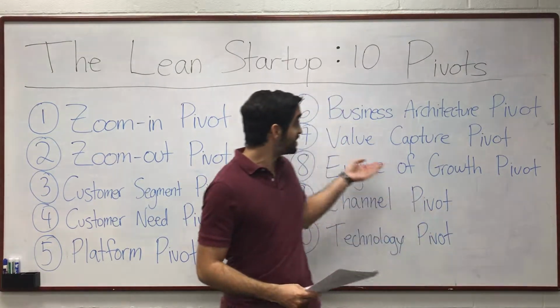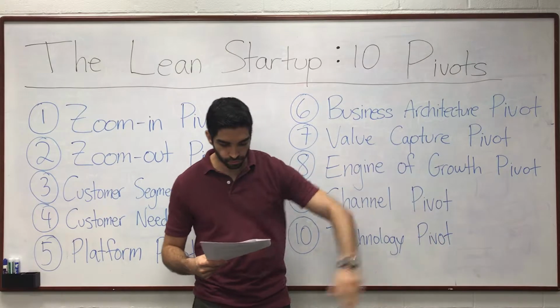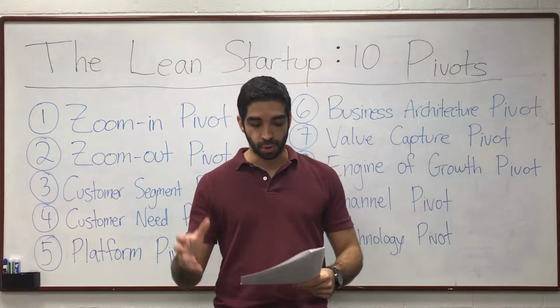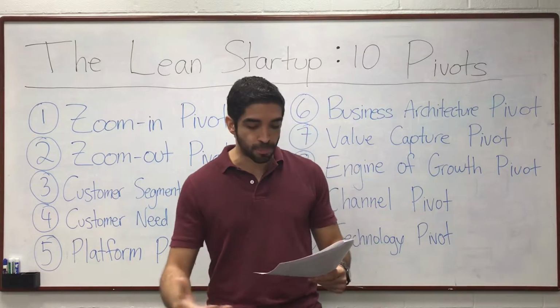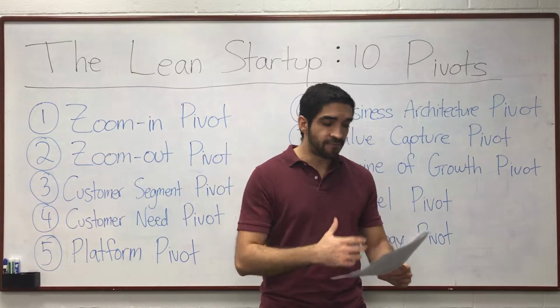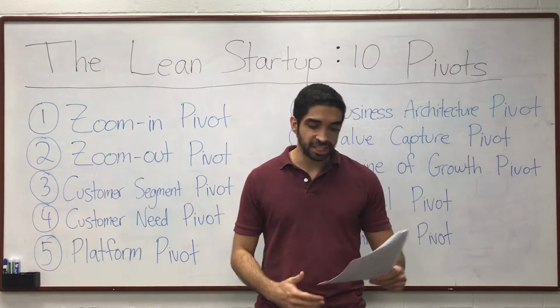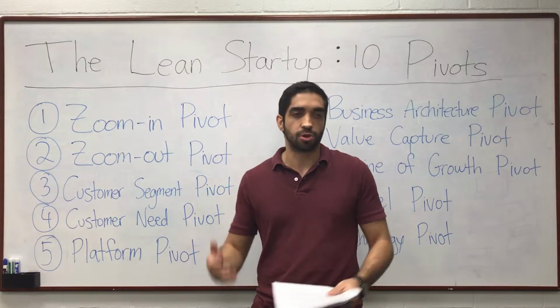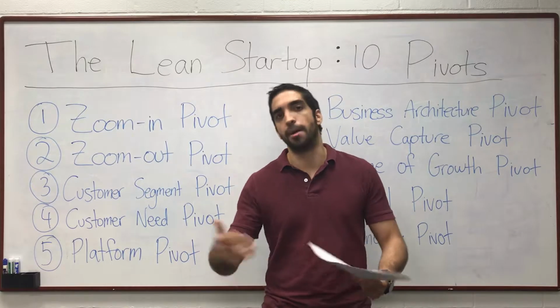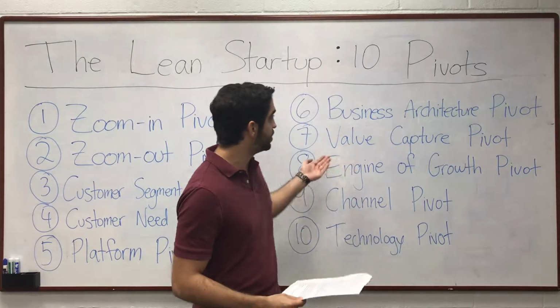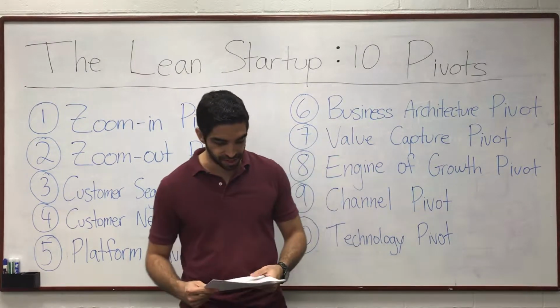Now, in a business architecture pivot, a startup switches between these two models. So for example, a startup selling test preparation software may pivot from selling to college students to selling to universities, or vice versa. So college students, for example, would be the consumers and universities are companies. So that would be an example of a business architecture pivot.